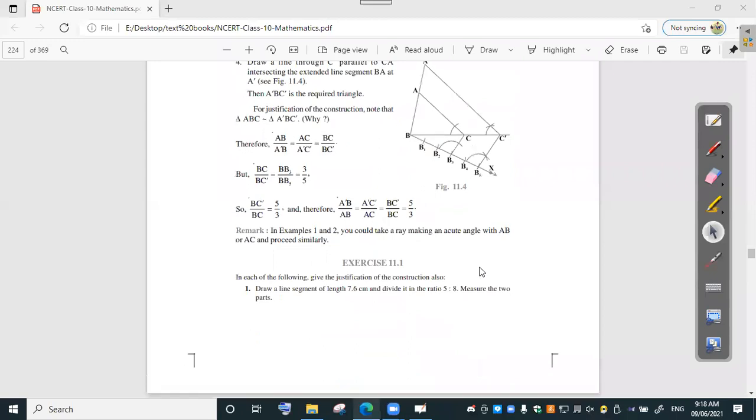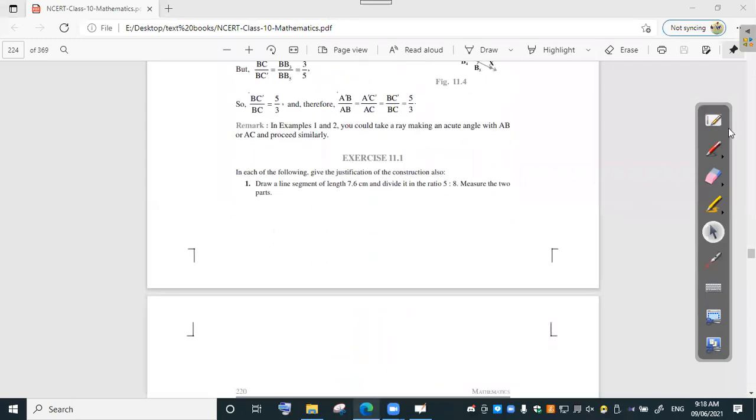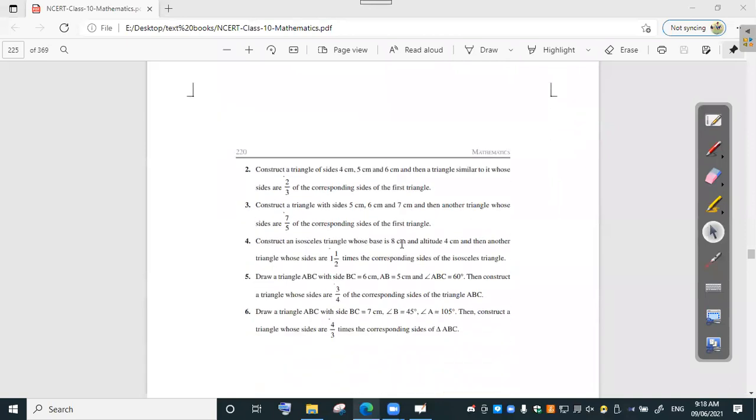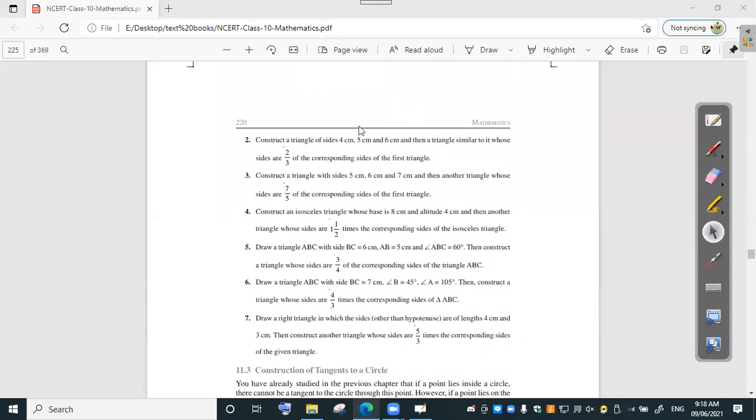So I will take the first question. Not the first, we have done that. If you see in this, you have only two types of constructions. Constructing the triangle is a different thing that we have already done. Here all three sides are given. 2:3, the denominator is bigger. 7:5, the denominator is smaller than the numerator. 1 whole 1 by 2, that is 3 by 2. The denominator is smaller, bigger, smaller, smaller, and bigger.